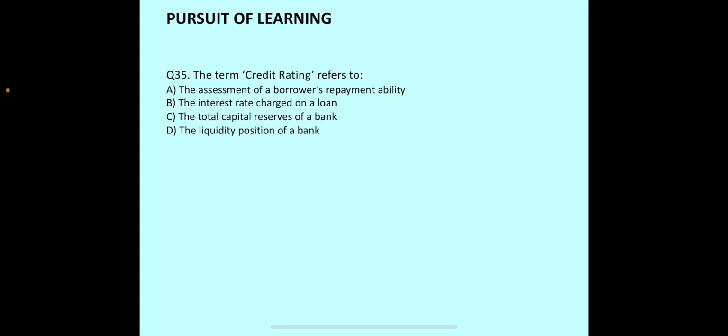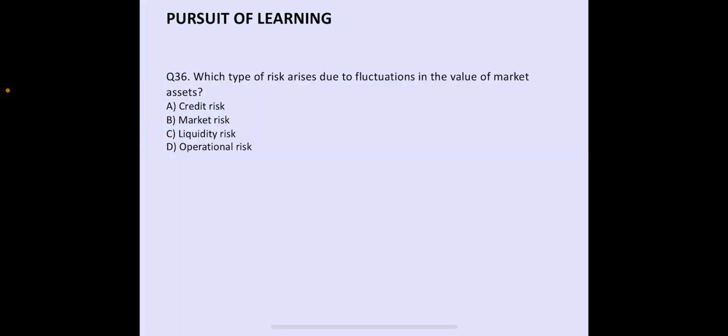Question 35. The term credit rating refers to option A the assessment of borrower's repayment ability, the interest rate charged on a loan, the total capital reserves of a bank, the liquidity position of a bank. So correct answer is option A, the assessment of a borrower's repayment ability. This is the correct answer. Next question. Which type of risk arises due to fluctuations in the value of a market asset?